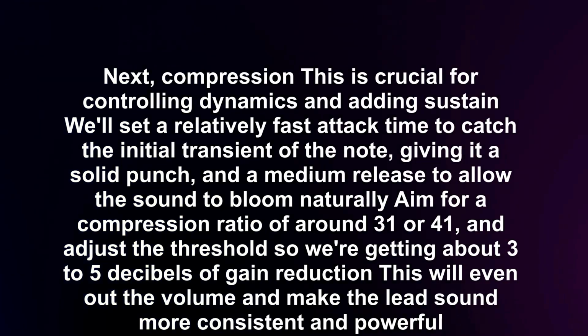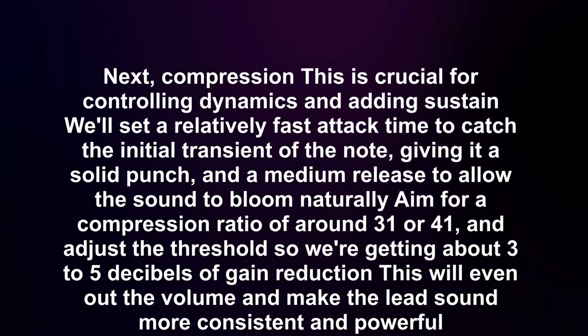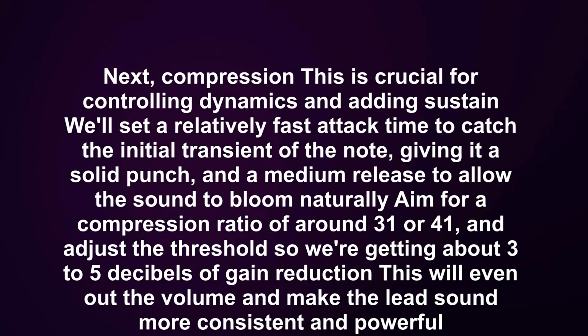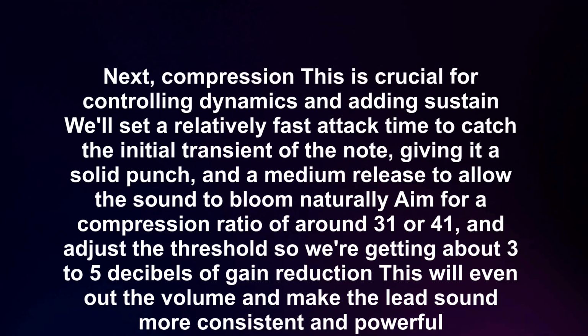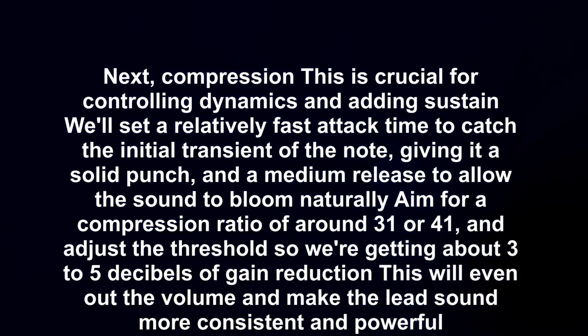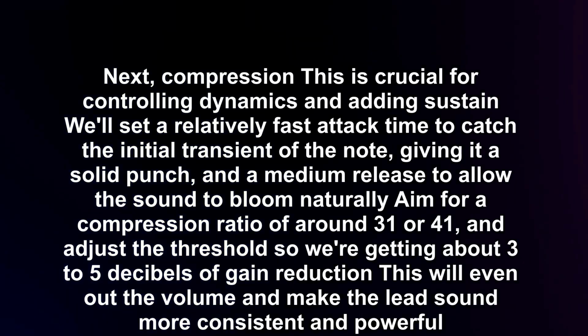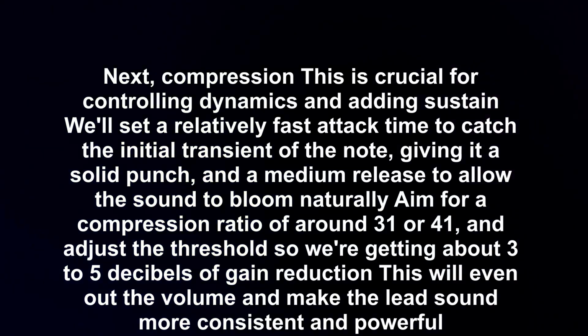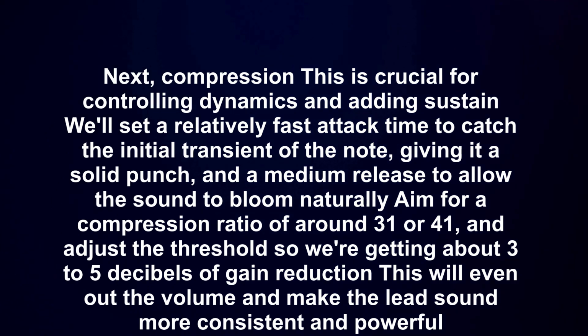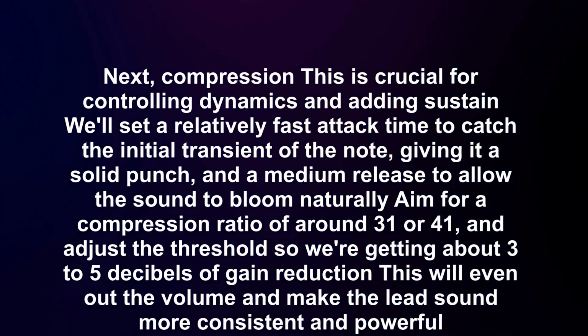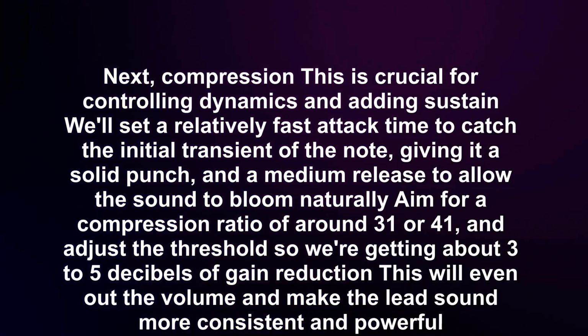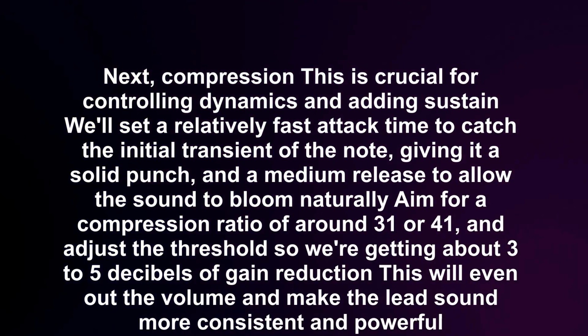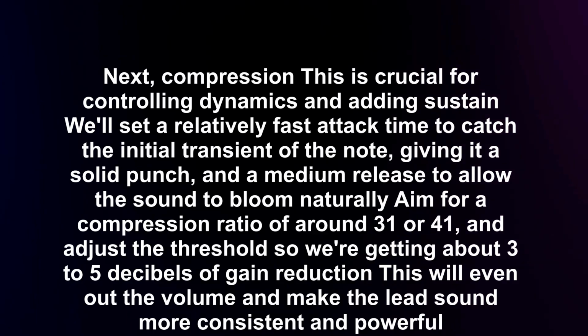Next, compression. This is crucial for controlling dynamics and adding sustain. We'll set a relatively fast attack time to catch the initial transient of the note, giving it a solid punch, and a medium release to allow the sound to bloom naturally. Aim for a compression ratio of around 3:1 or 4:1, and adjust the threshold so we're getting about 3 to 5 decibels of gain reduction. This will even out the volume and make the lead sound more consistent and powerful.